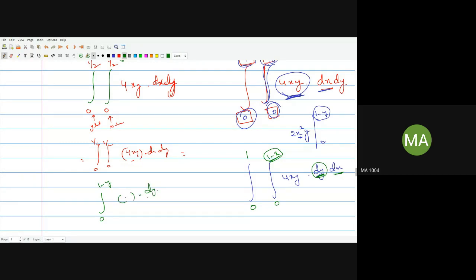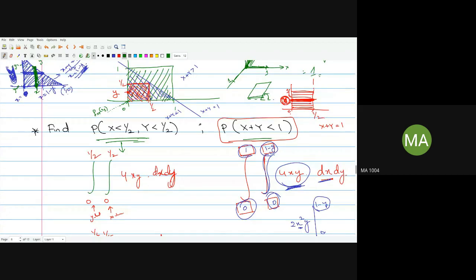You should never get something like 0 to 1 minus y dy. The limits of y will always be either from constant to constant or from a function of x to a function of x. Other variable, other variable function only. So here also, if it is dx, the limits are from 0 to 1 minus y, so you should treat y as constant when you are computing integrals.